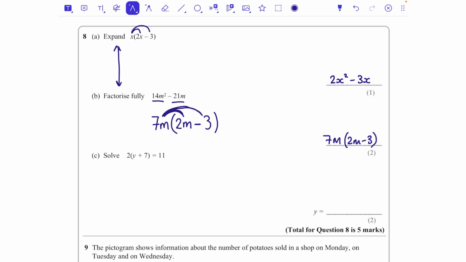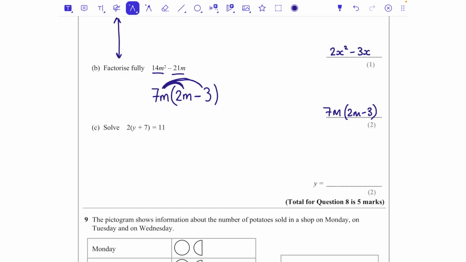If you wrote something like 7 lots of 2m squared minus 3m, so you forgot to take the m outside, that would get you just 1 mark there. So factorise fully is always a little bit of a clue that you can take more than one thing outside of the bracket. So there's more than one thing there.